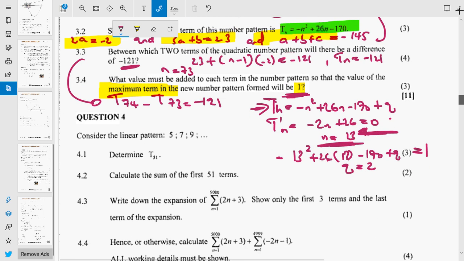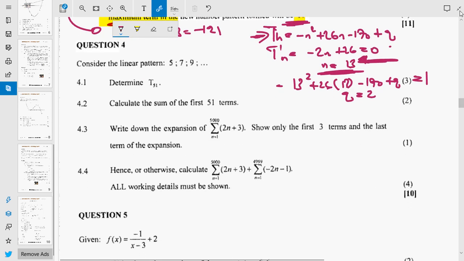And on to question 4. Now, question 4 is testing the arithmetic number pattern, or the linear pattern as they say here. Now, the first question they ask you here is to determine T51.